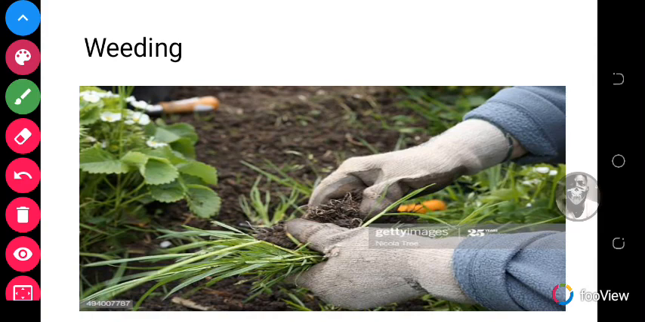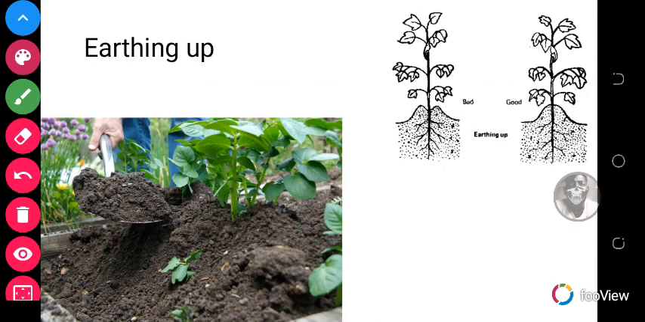So let's look at earthening up. Earthening up is a process of heaping topsoil around the base of the stem of a plant. This is to cover any exposed roots and tubers. So you realize that in the pictures here, there's heaping up happening here, and the same thing also happens here. So this is a bad way, and this is a good way.